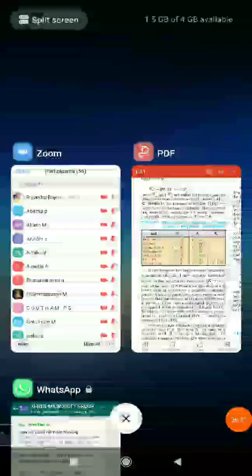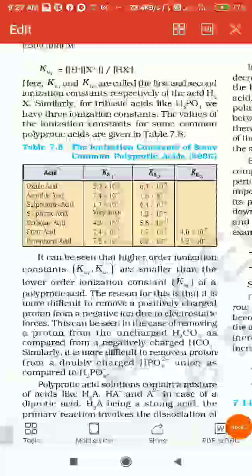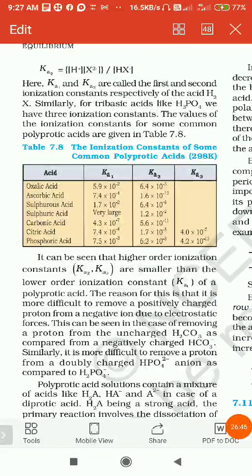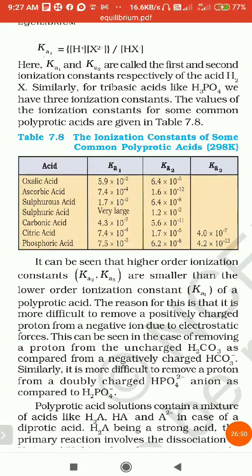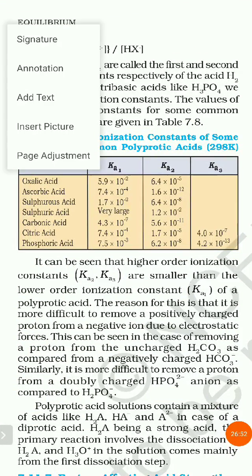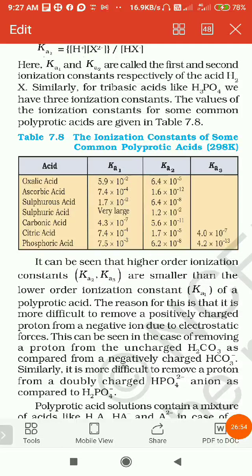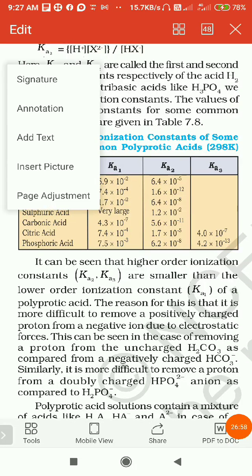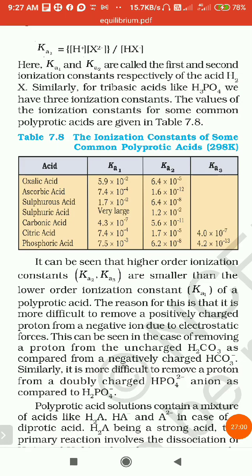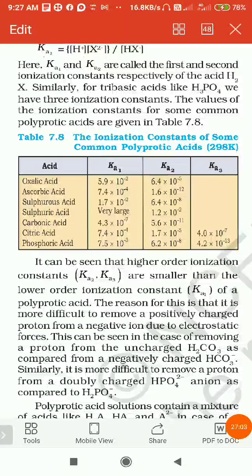Right. First and second ionization constants. So already I told you, there are these acids. Oxalic acid is there, ascorbic acid is there, sulfurous acid is there, sulfuric acid is there, carbonic acid is there, citric acid is there, phosphoric acid is there. That means with these acids, more dissociation will take place.